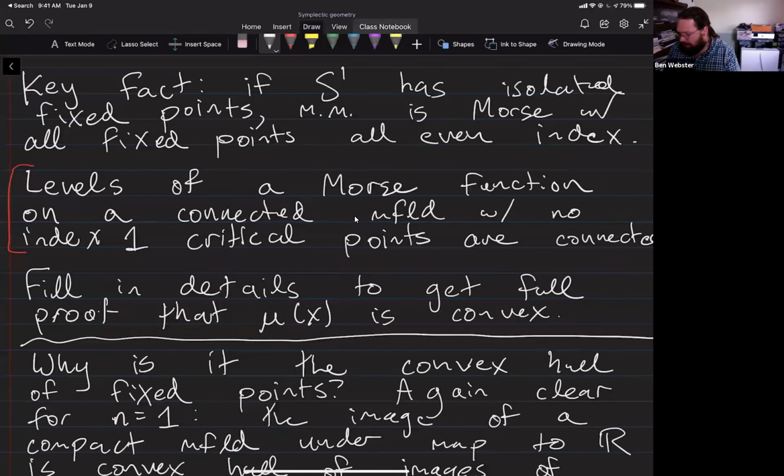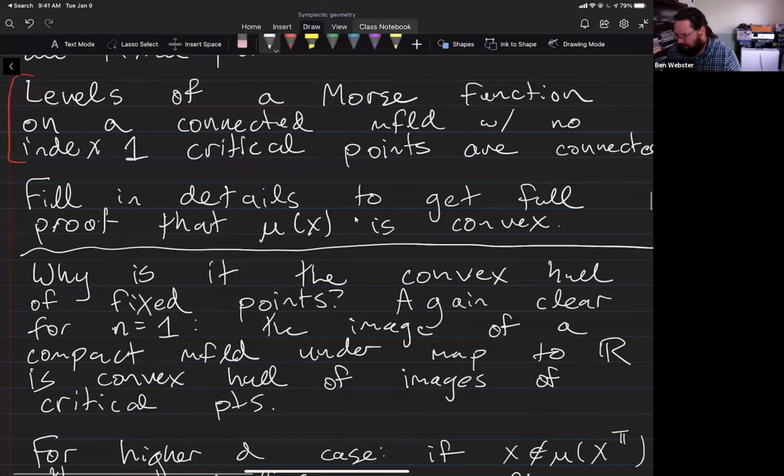What will prove that it's a polytope is if I show it's the convex hull of the fixed points. There are finitely many fixed points. By the way, convex hull just means the smallest convex set containing those points, and the convex hull of finitely many points is always a polytope. So why is this true, that it's the convex hull of the fixed points?